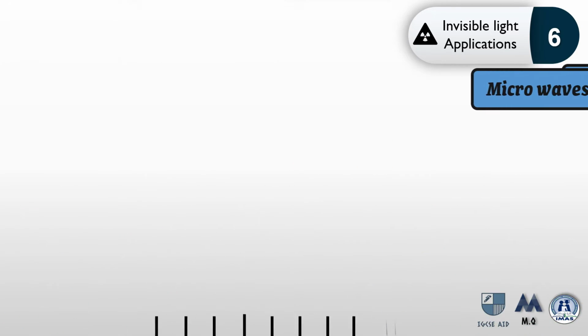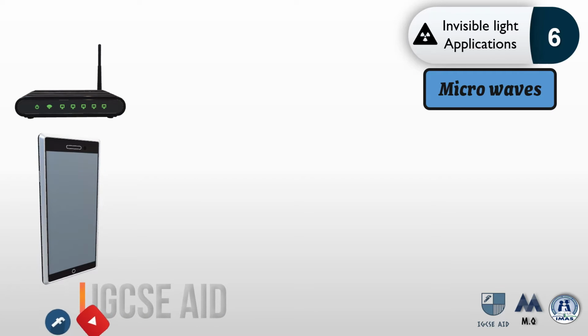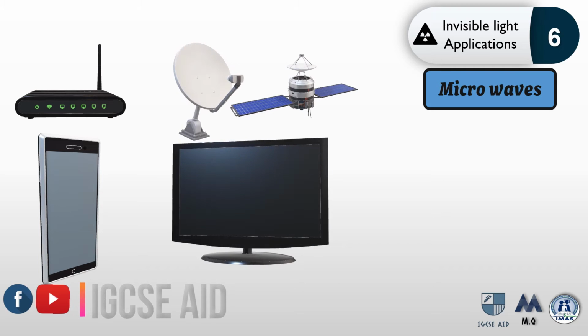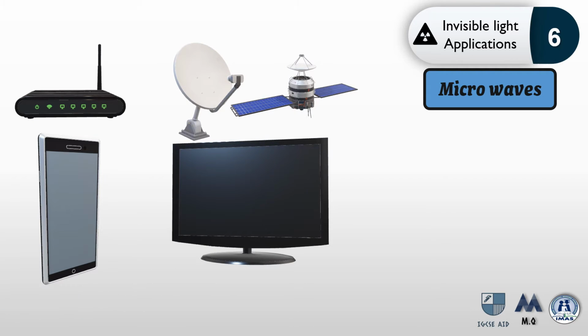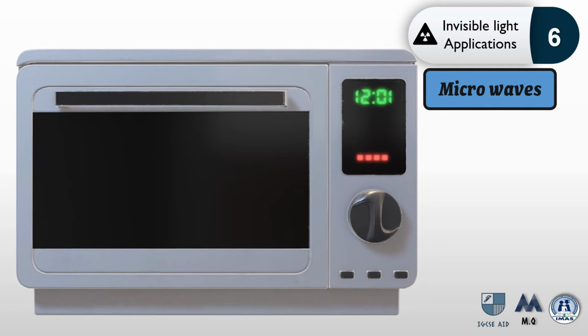Next is microwaves. Some consider microwaves as actually parts of radio waves, but that's fine. Let's look at the uses. Microwaves are used in mobile transmissions and Wi-Fi. They're also used in satellite TV reception and transmission, and of course, microwave ovens. So let's see how microwave ovens work.